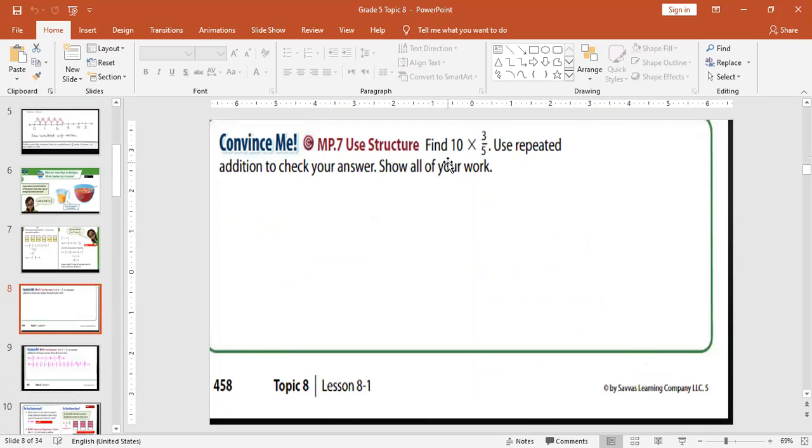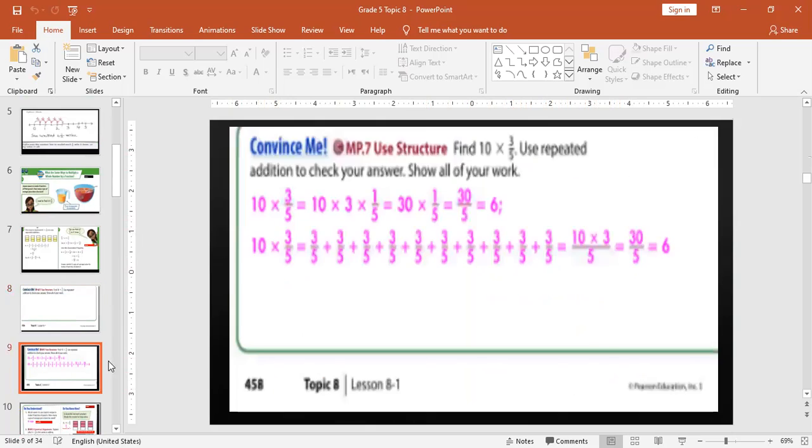Find page 458. 10 multiply 3/5. Use repeated addition to check your answer. Of course, I will add 3/5 10 times, or as my rule, I will multiply the whole number by the numerator divided by the denominator, which is 30 divided by 5 equals 6.